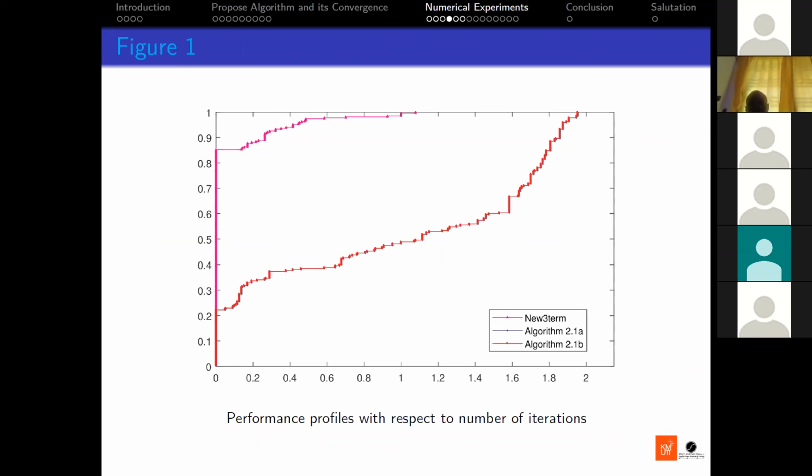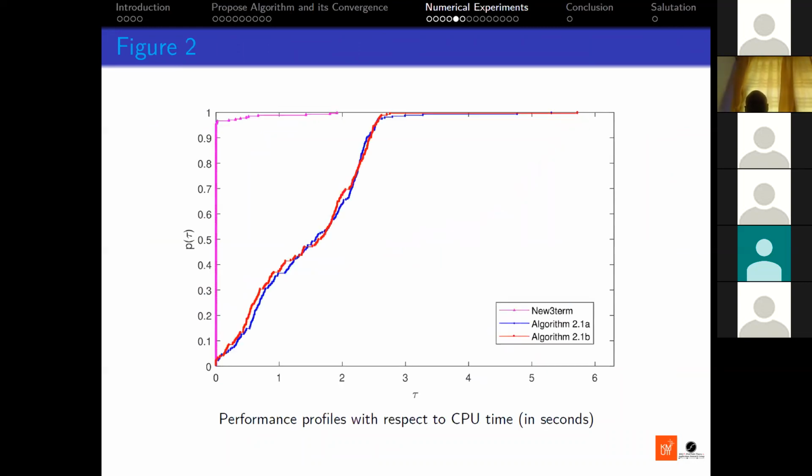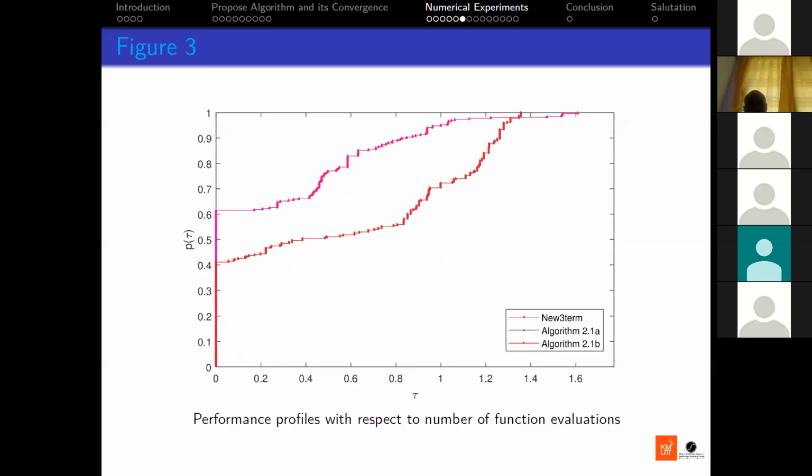This means that NewTerm is the best solver in terms of number of iterations, meaning it has fewer iterations in most of the problems considered, not all, maybe, because it's not 100%. Here is the time also. You can see that NewTerm is the best solver, meaning it has the lowest CPU time in most of the problems, more than 90% of the problems. And also for the function evaluations, you can see that it has over 60% success with fewer function evaluations.